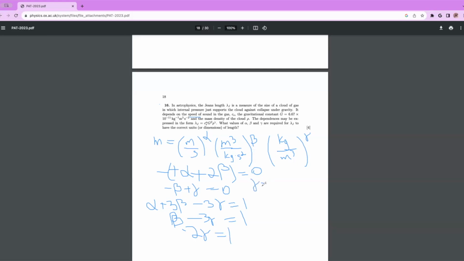So gamma is going to be -1/2. Beta is equal to gamma, so it's also going to be -1/2. And since beta is -1/2, that means alpha plus 2 times -1/2, which means alpha minus 1 equals 0, which means alpha is actually just 1. Let's just check that works. Yes, I think that works. And those are the answers for question 16.